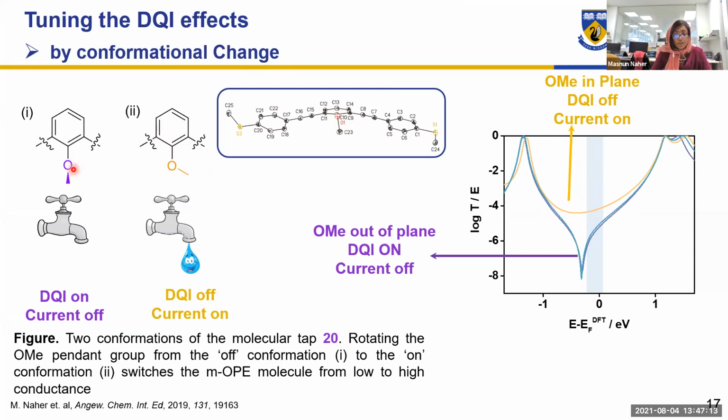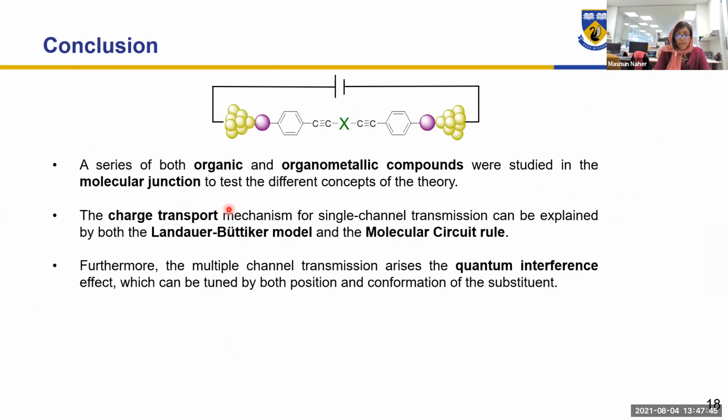So this substituent can act as a molecular tap, where by changing the substituent conformation, we can tune the molecular conductance, where the tap can be on and off by changing the conformation of the substituent. Which is really a great finding. So in the next step, now we are trying to design and put one sterically bulky substituent at this position, which can experimentally tune the molecular conductance by changing conformation.